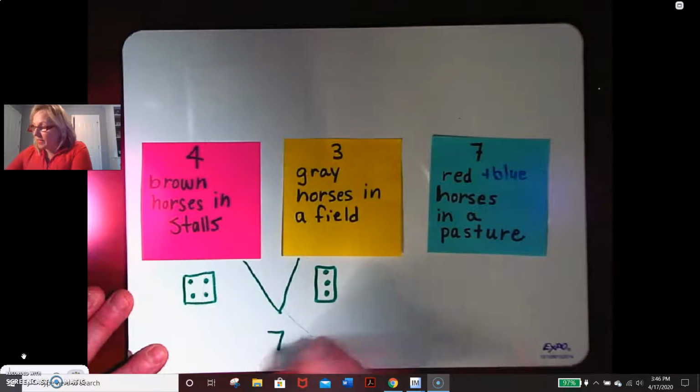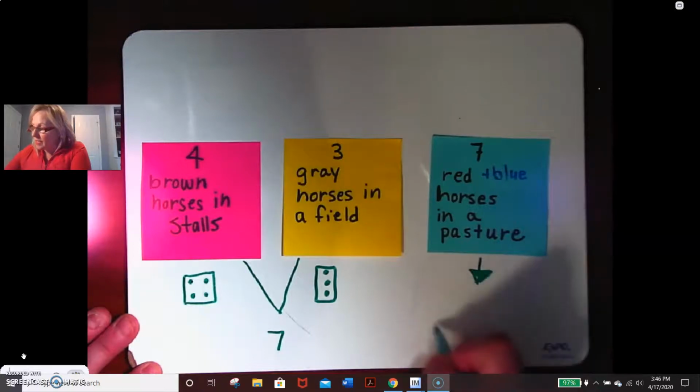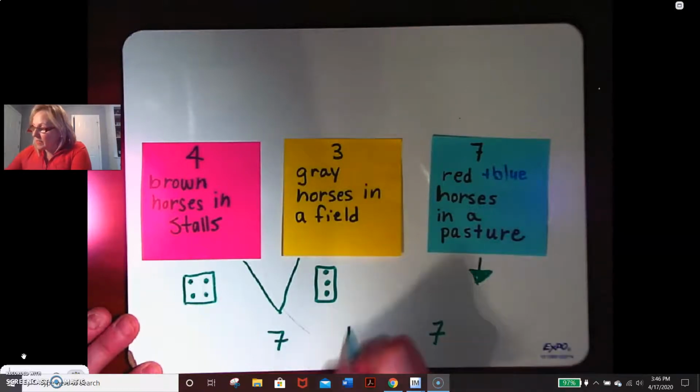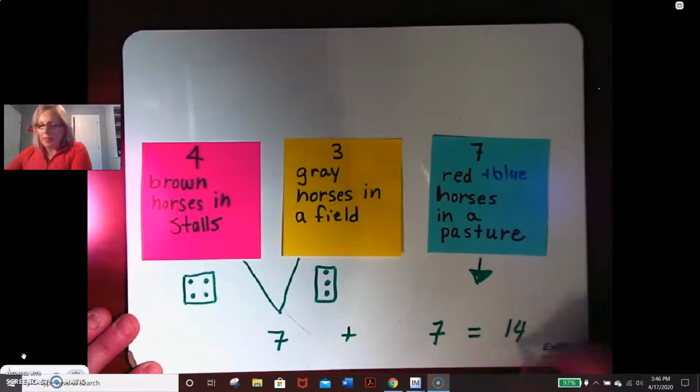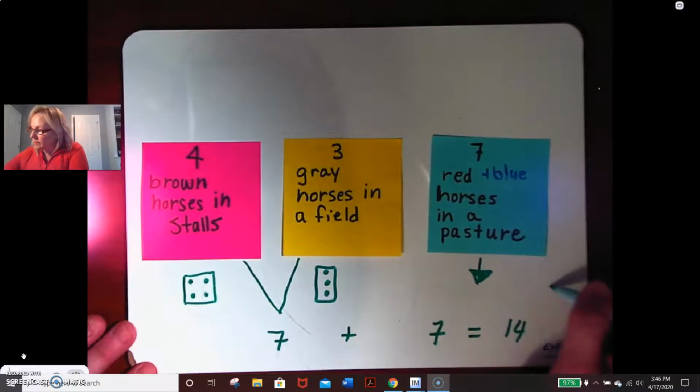So we got 7 there. And then this is 7 here too. So if we know our doubles, we know that 7 plus 7 equals 14. Okay, and that checks out. That does check out.